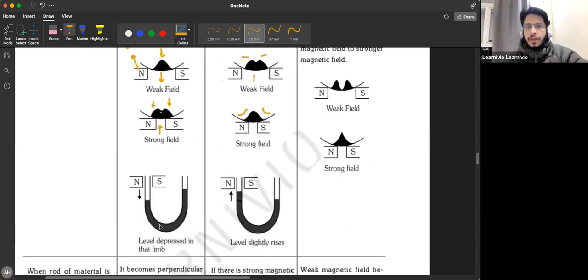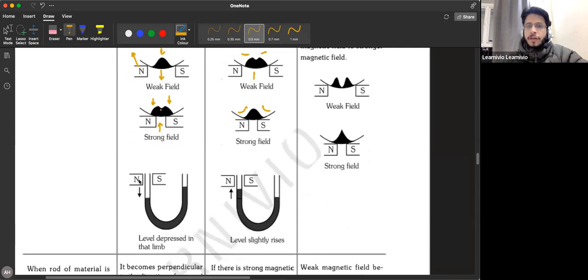Similarly here, if you take a liquid of a diamagnetic material and you put magnetic field here, then this magnetic field will repel the diamagnetic liquid. The level will go down here and level will rise here. But if you connect this with a paramagnetic material, like you have a paramagnetic liquid in a U-tube, and you connect the magnet, then this magnetic field will attract this liquid. It will go up. The same thing will happen in ferromagnetic material.